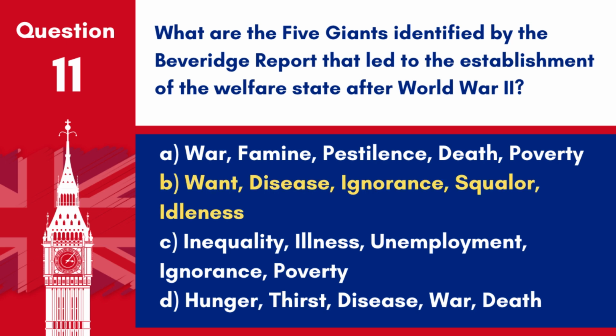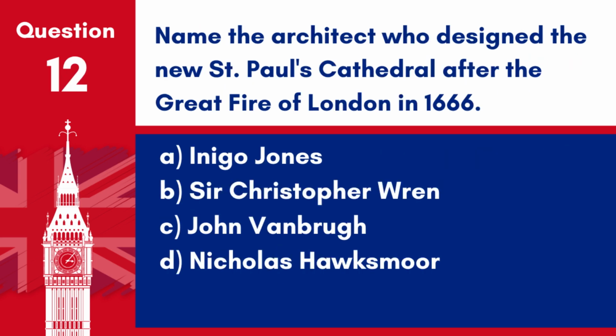Answer: B. Want, disease, ignorance, squalor, idleness. The Beveridge Report identified these 5 giants as social evils to be addressed by the establishment of the welfare state. Question 12. Name the architect who designed the new St. Paul's Cathedral after the Great Fire of London in 1666.